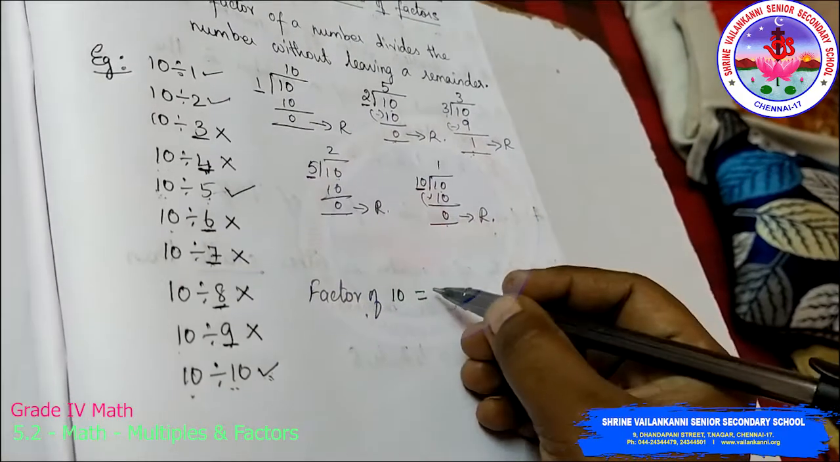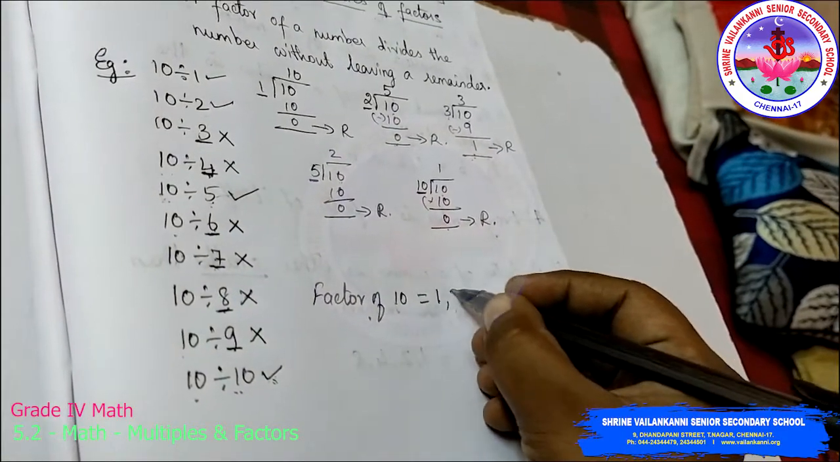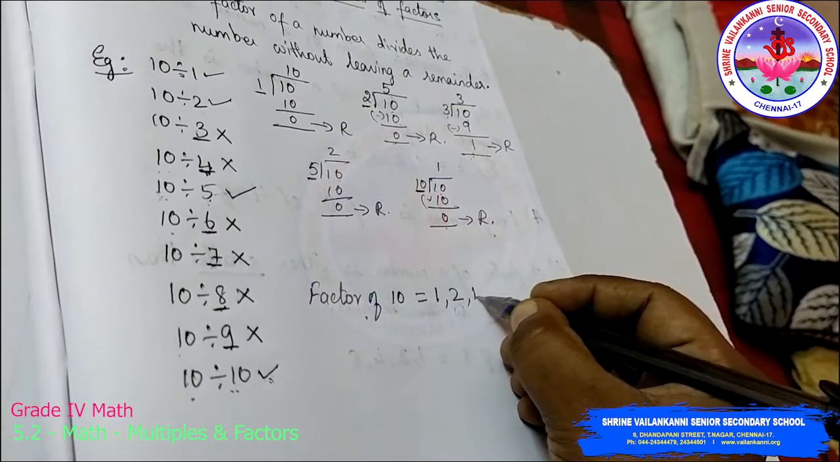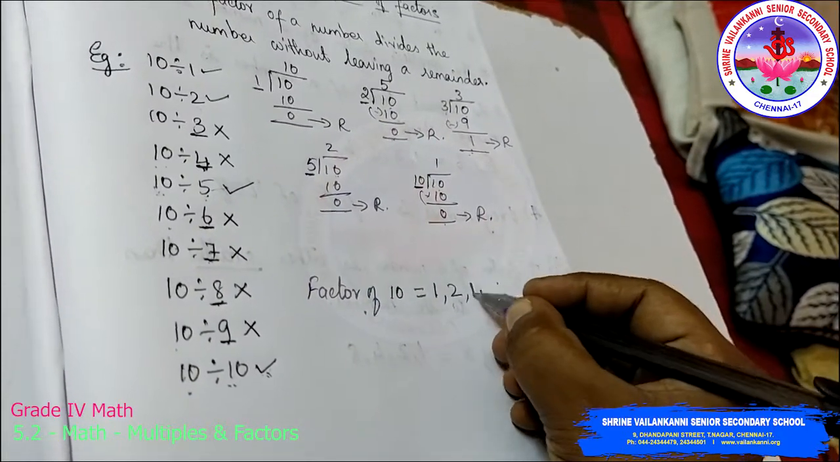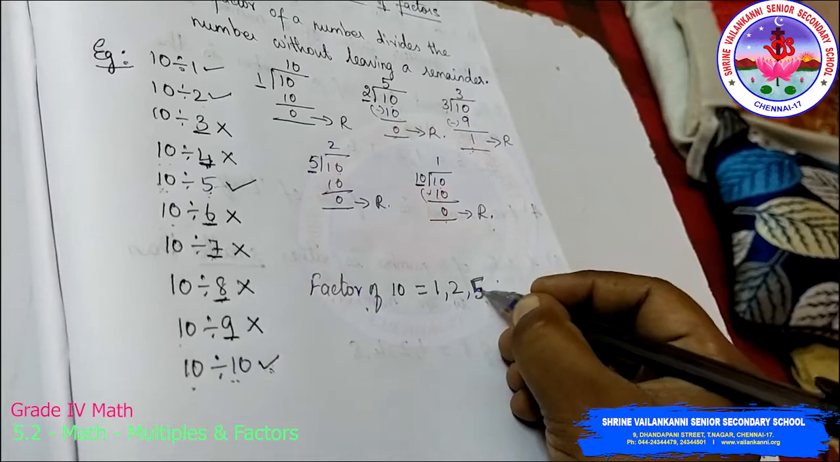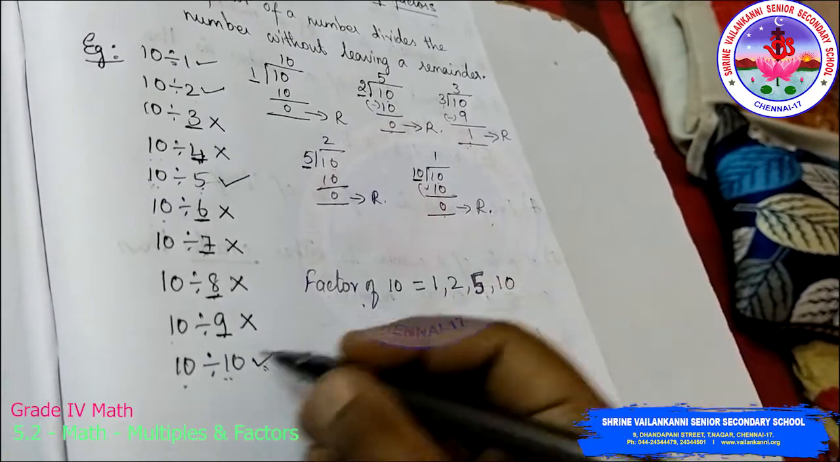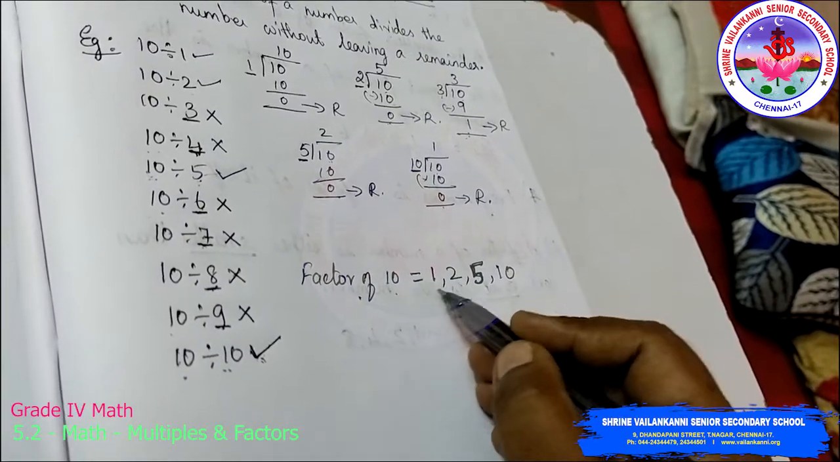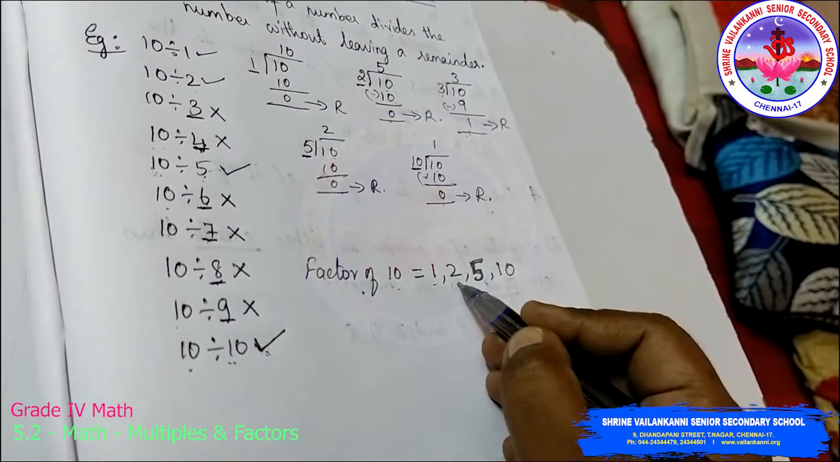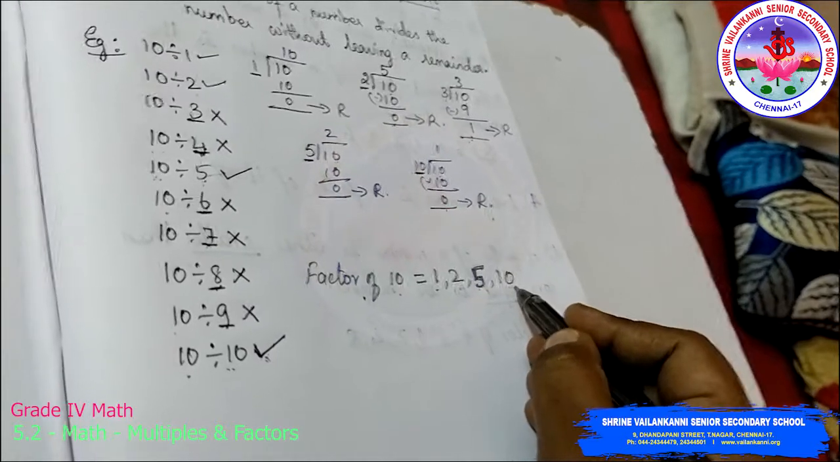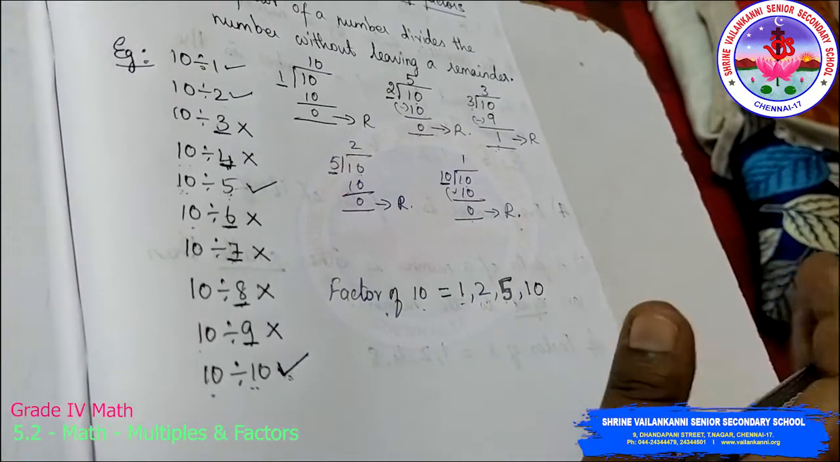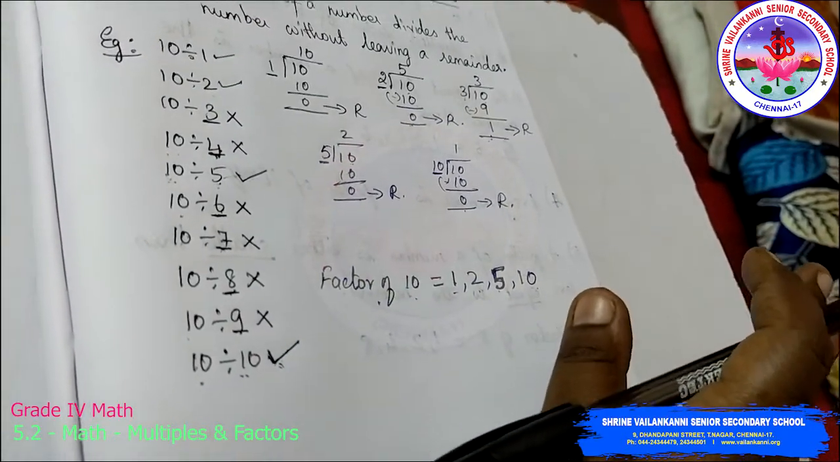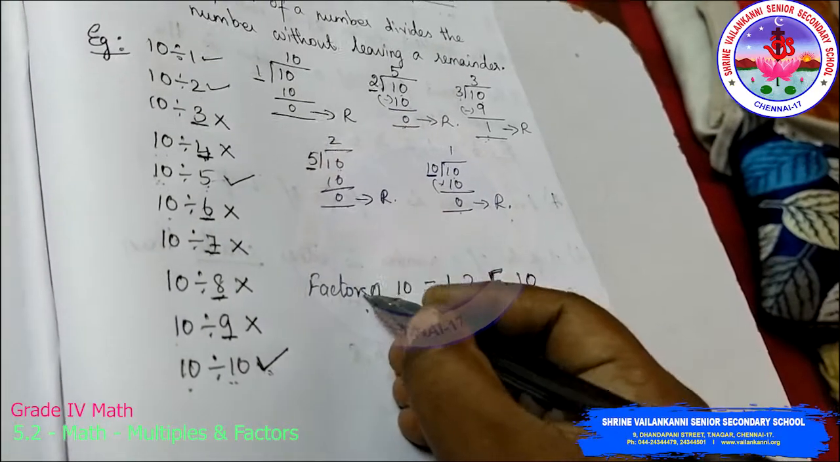Okay. So I am going to write 1, 2, 5 and 10. So what are the factors of 10? The factors of 10 are 1, 2, 5 and 10. So these 4 numbers alone are the factors of 10.